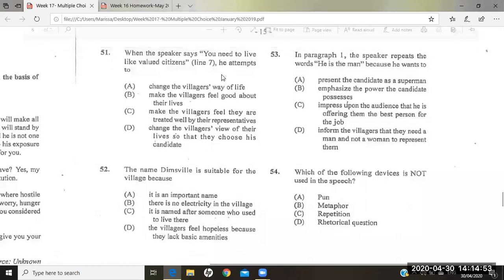Fifty-one says, when the speaker says you need to live like valued citizens, he attempts to do what? So when he says you need to live like valued citizens, what is he trying to say? So if someone says you need to live like valued citizens, does it mean that they're living like valued citizens at the moment? It means that they're not really living like valued citizens, right? So why is he saying that? He's trying to say that this person can make you live like a valued citizen.